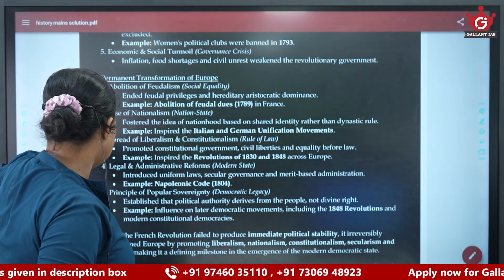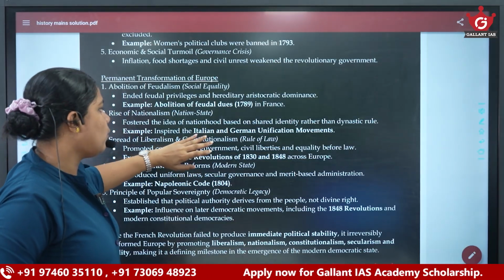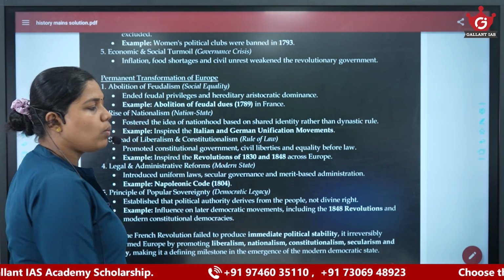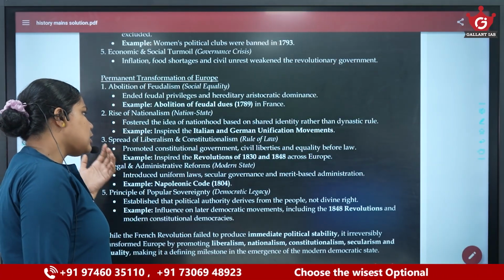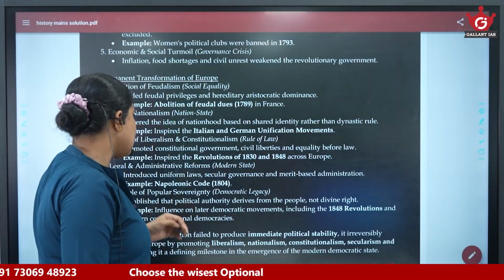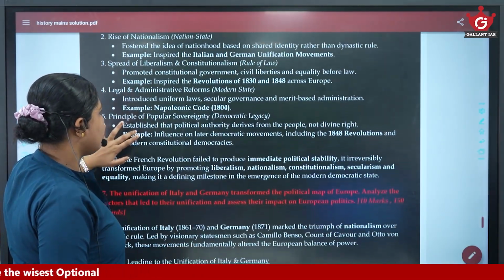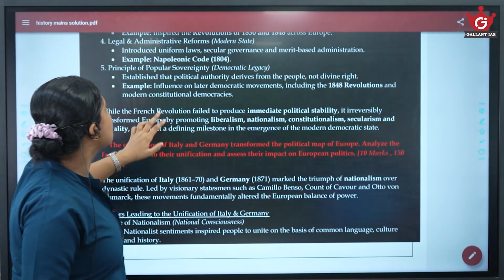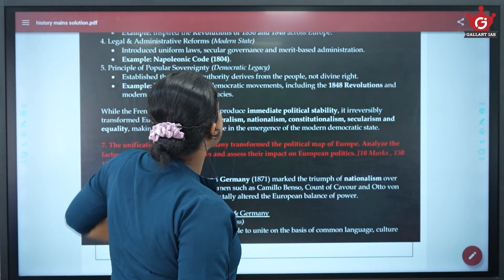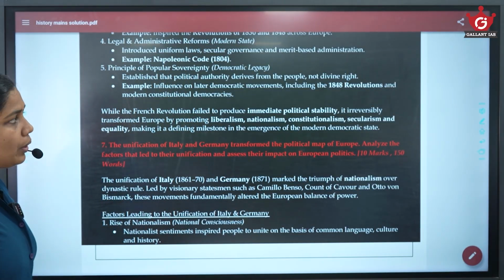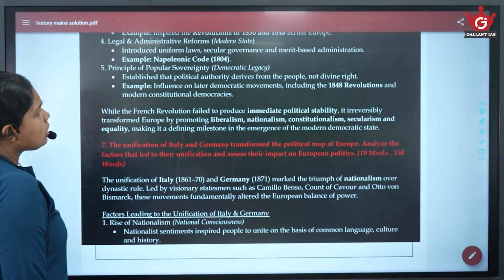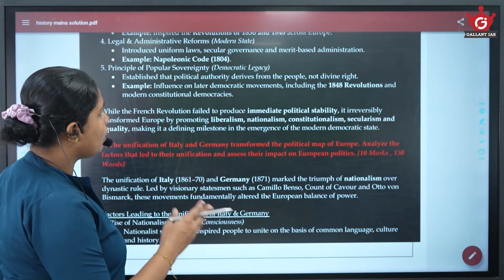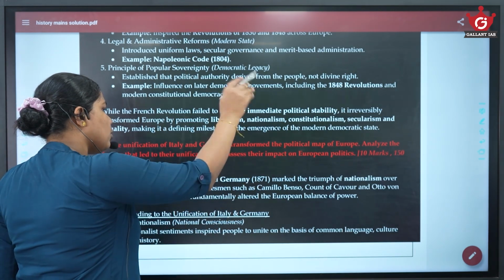Next is spread of liberalism and constitutionalism, what we call the rule of law. It promoted constitutional government, civil liberties and equality before the law. Example, it inspired the revolutions of 1830 and 1848 across Europe. Legal and administrative reform, that is, how they paved the way for a modern state. It introduced uniform laws, secular governance, merit-based administration. You can mention the Napoleonic Code. Next is the principle of popular sovereignty, that is the democratic legacy. It established that political authority derives from the people and not divine right. You can write about any revolutions which you know.